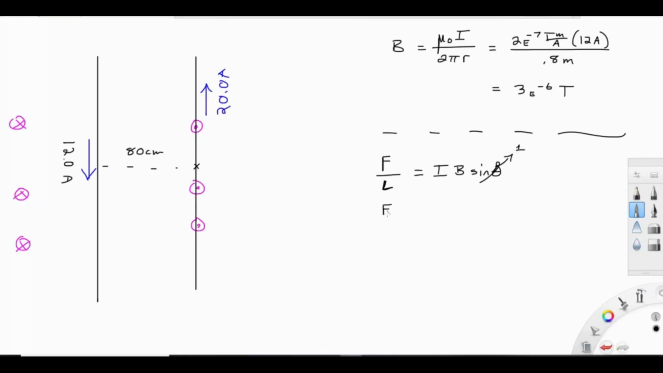Okay, so our force per unit length is then going to be the current in this wire that is embedded in this field. So that's going to be 20 amps times the magnetic field that is produced by the other wire, which we've already calculated, 3 times 10 to the negative 6 Tesla. That force will be then 60 micronewtons per meter. Sorry.